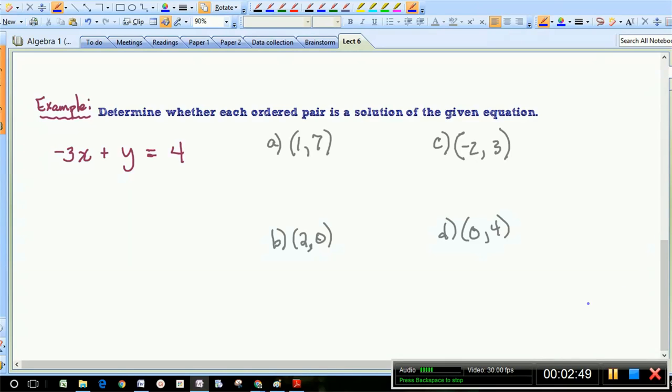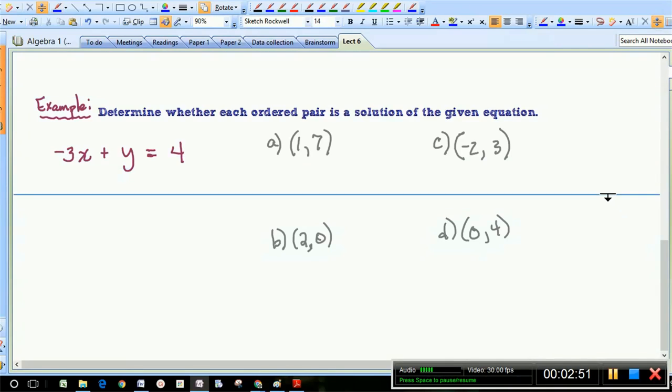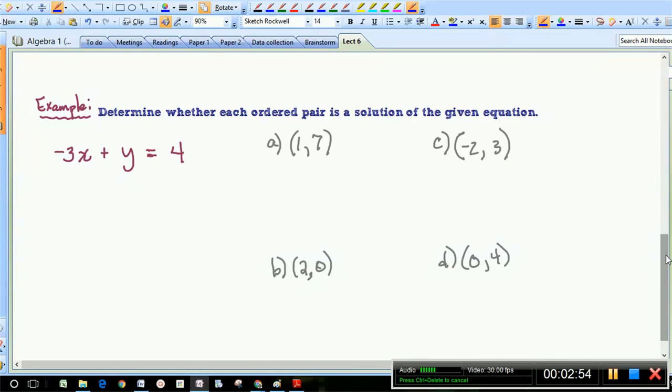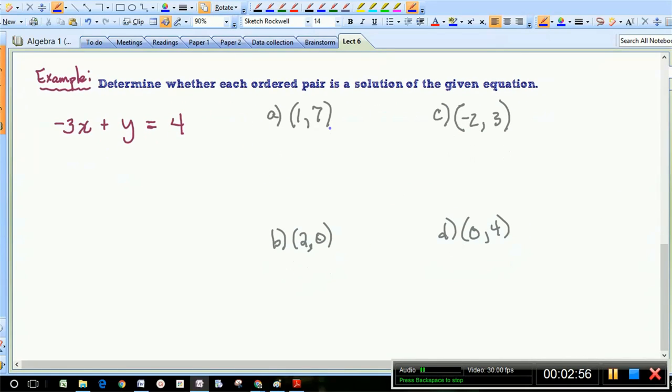Here I want to verify that each ordered pair is a solution of the given equation. So here's my equation. I have an x and a y in here, and remember that each point is given to me as an xy pair. I'm going to write that right here in the top right corner, just to remind you which one is x, which one is y. So for A, x is 1 and y is 7. So we want to go ahead and plug that in.